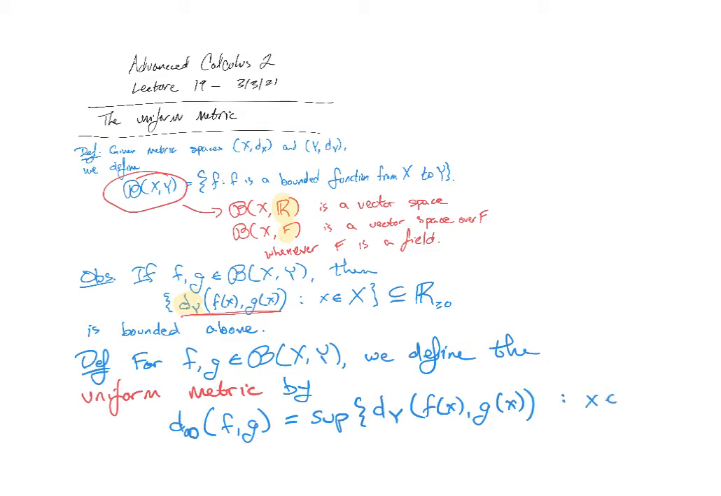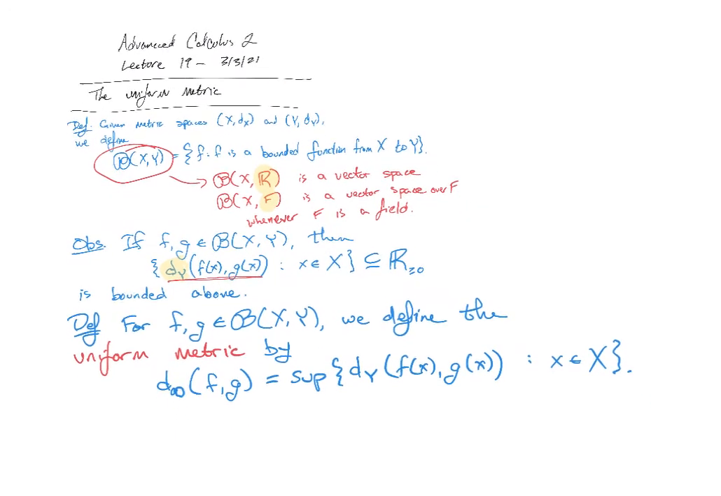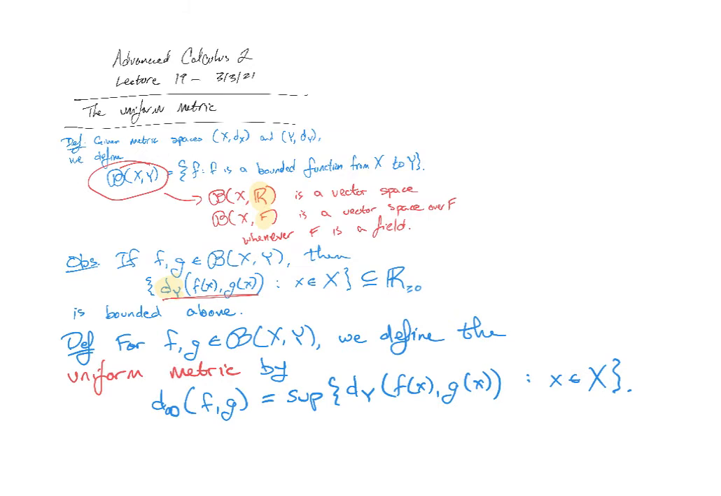and it will be the supremum of the set of distances between F and G. Okay. I said we're going to call it the uniform metric. We should prove it's a metric. Hold on to that thought for a second. That'll be the first thing we do.